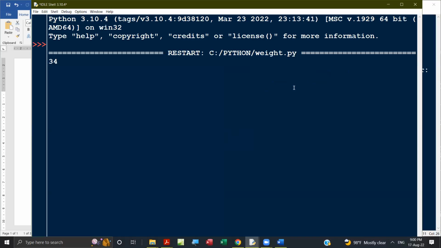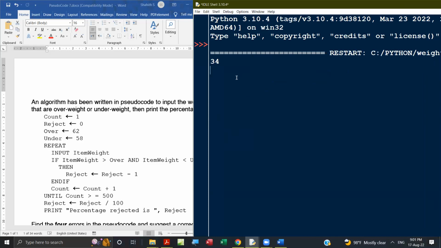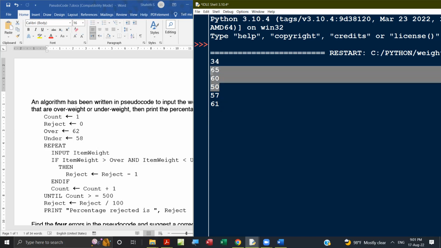So here 34. The overweight is 62, underweight 15. Actually, this should be rejected because it is under 58. Then 65, it's overweight. 60, it's okay, fine. 50, it's okay. Then 57, it's okay. Then 61. So here we can say 61 and 57 are boundary values, because 57 is the minimum possible value which the system needs to accept, and 61 is the maximum possible value the system needs to accept. And these are outside the range, so these are erroneous data. Erroneous means outside the boundary.